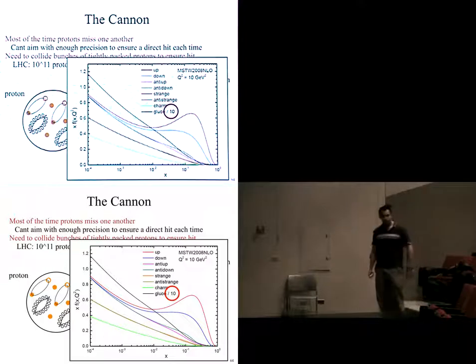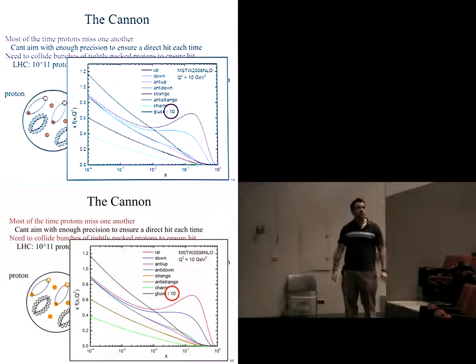So you should think of really high energy proton collisions as really just a bunch of gluons, with some quarks.